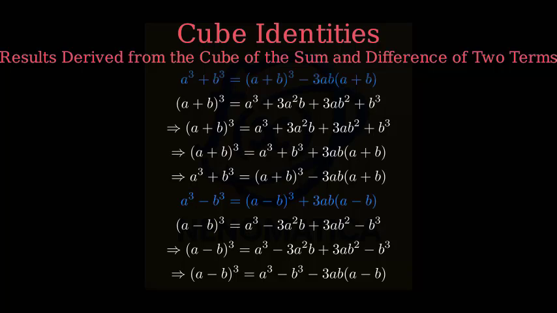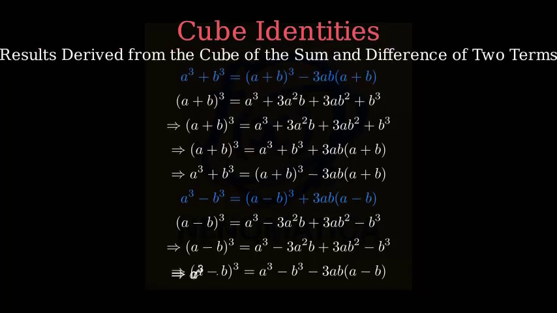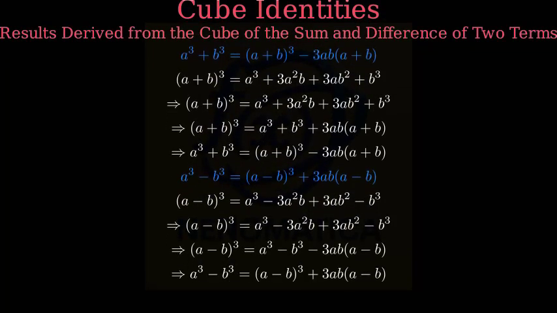A minus b, all cubed, equals a cubed minus b cubed minus 3ab times a minus b. Rearranging this equation, we get a cubed minus b cubed equals a minus b, all cubed, plus 3ab times a minus b. And this proves our second identity.